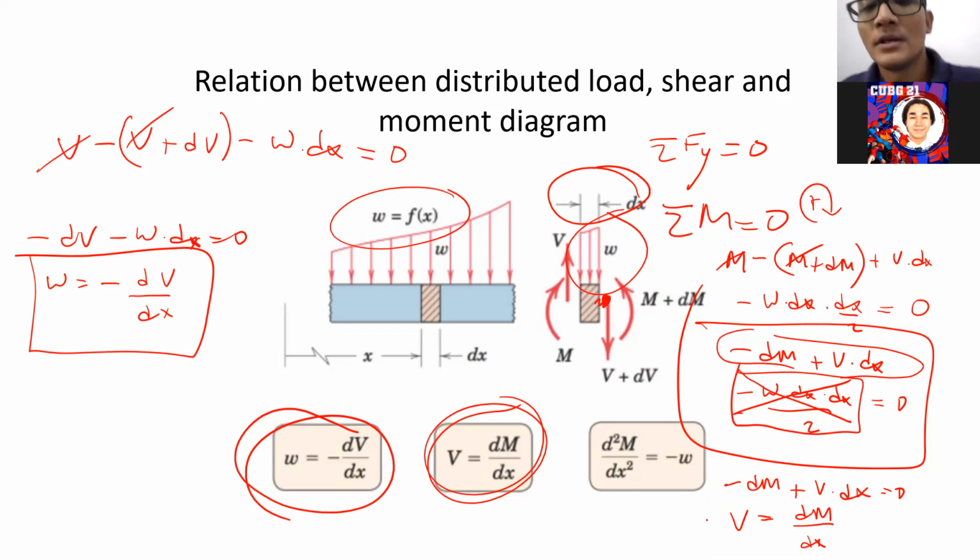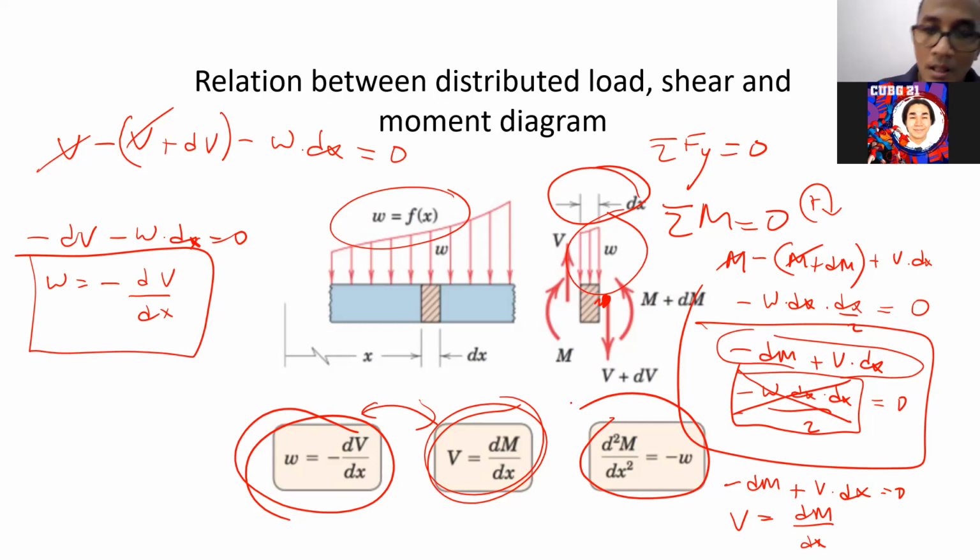This is the relation that you need to know, and if we combine both together, we will find the relation between the moment and the distributed force, which is this one: the second derivative of the moment over x will be equal to minus W.